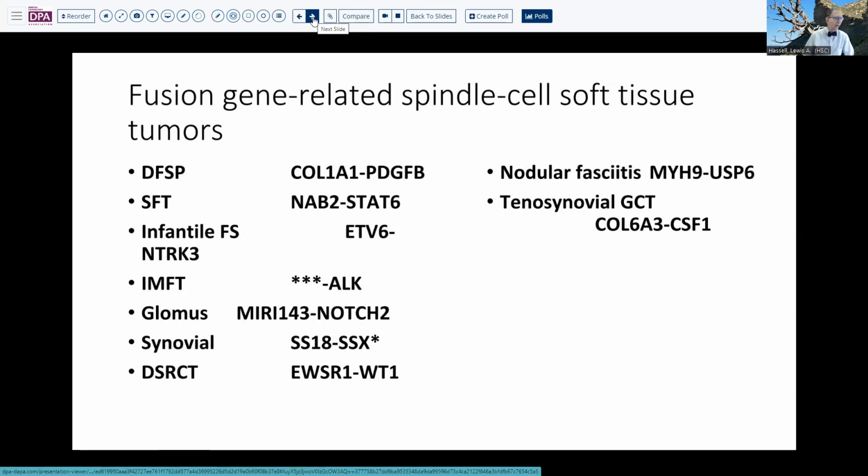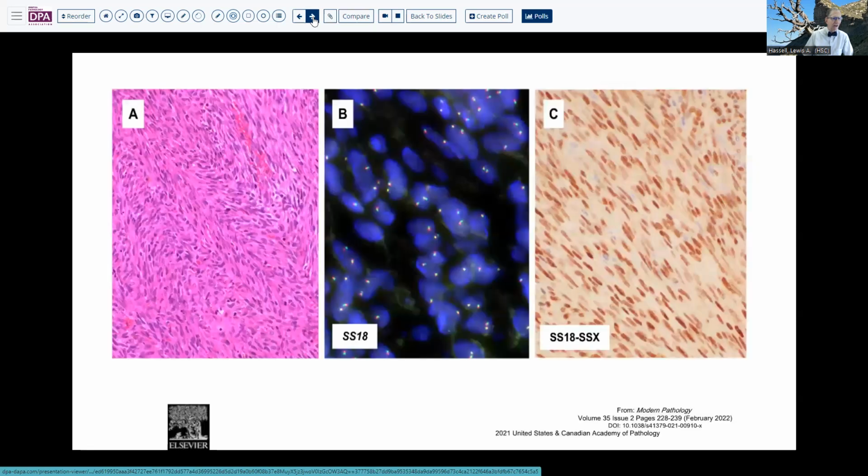Now, if we get to the stage where we're confirmed or feeling like we've got it narrowed down, then you can do a more selective panel of fusion gene markers, such as this marker for SS18. Now, this fusion marker is usually a break-apart gene in FISH testing, but as you can see in this panel, the signals are not separating. The red and the green are not separated here.